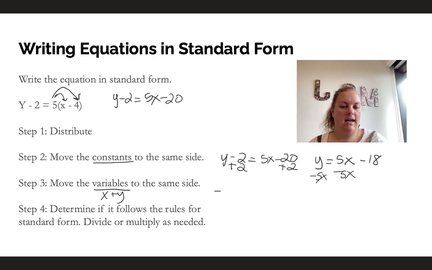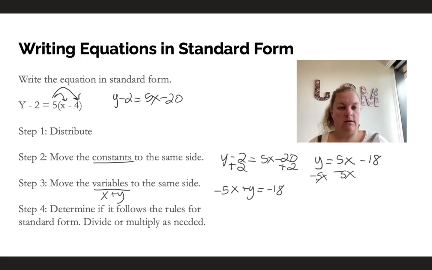That's going to give me negative 5x plus y equals negative 18. Be careful because if you're minusing, that value is a negative. Okay, the y is positive and it will stay positive in this form when you rewrite it like I did down here. So we need to determine now if this follows the rules for standard form.